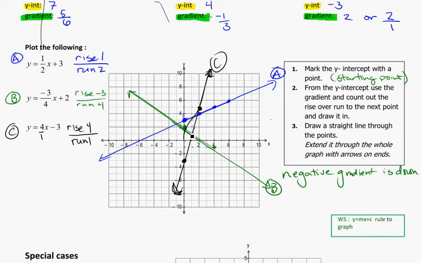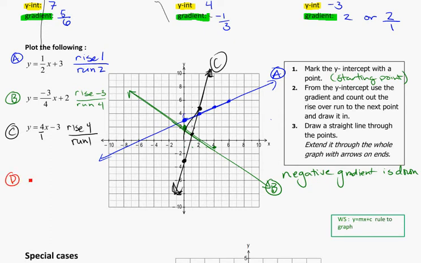Tricks for you to remember: if it's negative gradient, you're going to go down instead of up. And if it's a number like 4, you can draw that as 4 over 1. Because again, 4 divided by 1 is still 4. You haven't changed the number, but now it gives you a rise over a run, something you can go with. And one more trick for you, just to be aware of it.